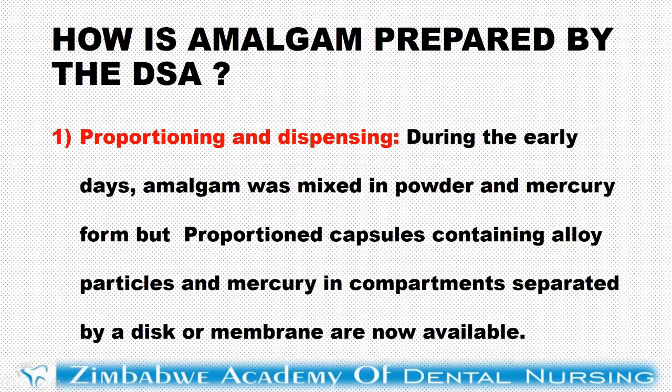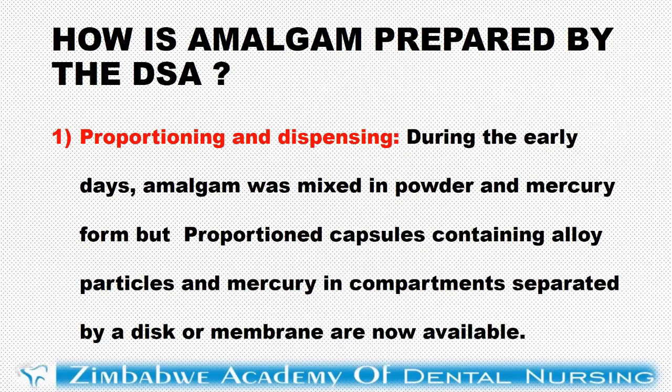So how is dental amalgam prepared by the dental surgery assistant? There's a proper, professional way of proportioning it and dispensing it. Proportioning means you need the right quantity of powder to mercury. Then once you mix it, you need to hand it over to the dental therapist or the dentist so that he or she can then pack it and use it in the right place.